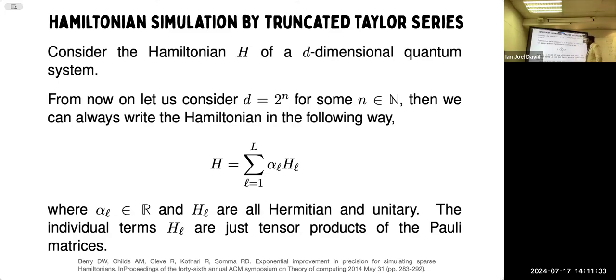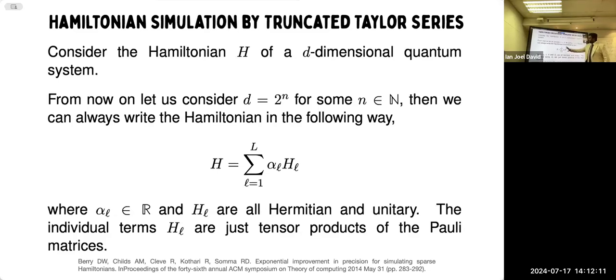Okay? And we can always write the Hamiltonian that acts on a system like this in the following form. We can write it as a sum of real numbers times H_l, where H_l is Hermitian and unitary. And because of the type of restriction that I put on the dimension d, H_l is just going to be tensor products of Pauli operators. So it's just going to be a string of Pauli operators tensor producted together, each one acting on a different qubit. And you can construct a basis like this to write H in. It's completely valid and it's allowed. And it's going to make our life a lot easier.